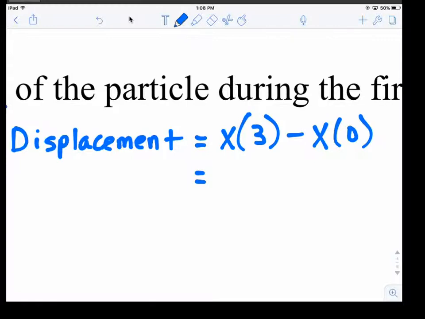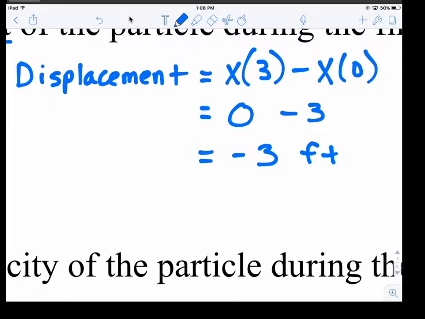X is the function, not the variable. Zero, right? So if you plug in 3 into t squared minus 4t plus 3, you're going to get 0. And if you plug in 0, you get 3. So that comes out to be negative 3 feet. Since it's negative, that means I moved in which direction? Left. Right.